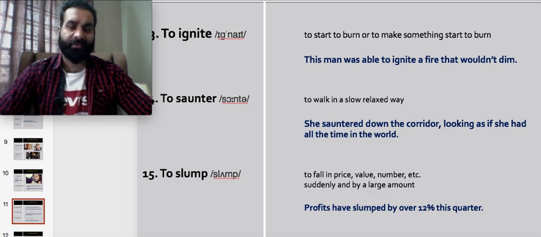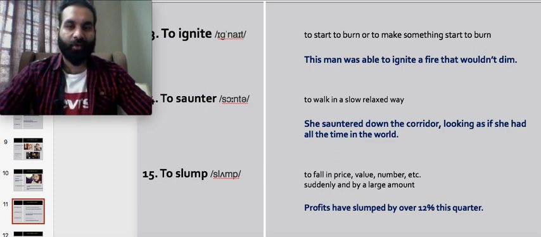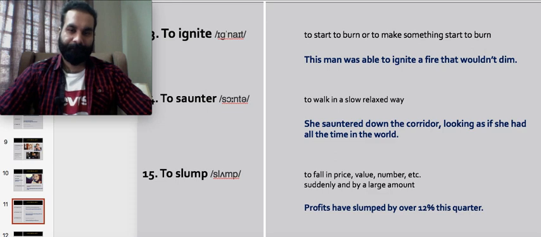This man was able to ignite a fire that wouldn't dim. The next word is perhaps an interesting word, and that is to saunter. To saunter. To walk in a slow, relaxed way. For example, your parents have sent you to buy something and you went to the market and you wanted to waste time over there. So you will walk like this.